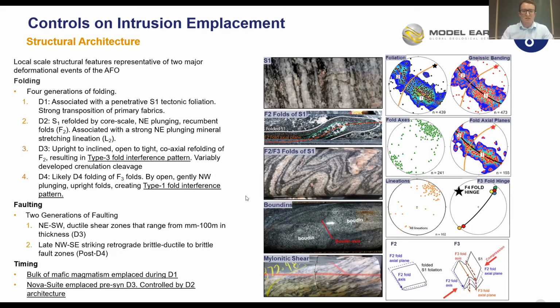But the most significant thing to take from this slide is that the bulk of mafic magmatism was in place during or pre-D1. And we see that because we see it transposed into that original S1 fabric. Whereas the Nova suite was in place slightly later into the D1, D2 architecture, either during D3 or syn-D3. And that becomes important on the next slide.